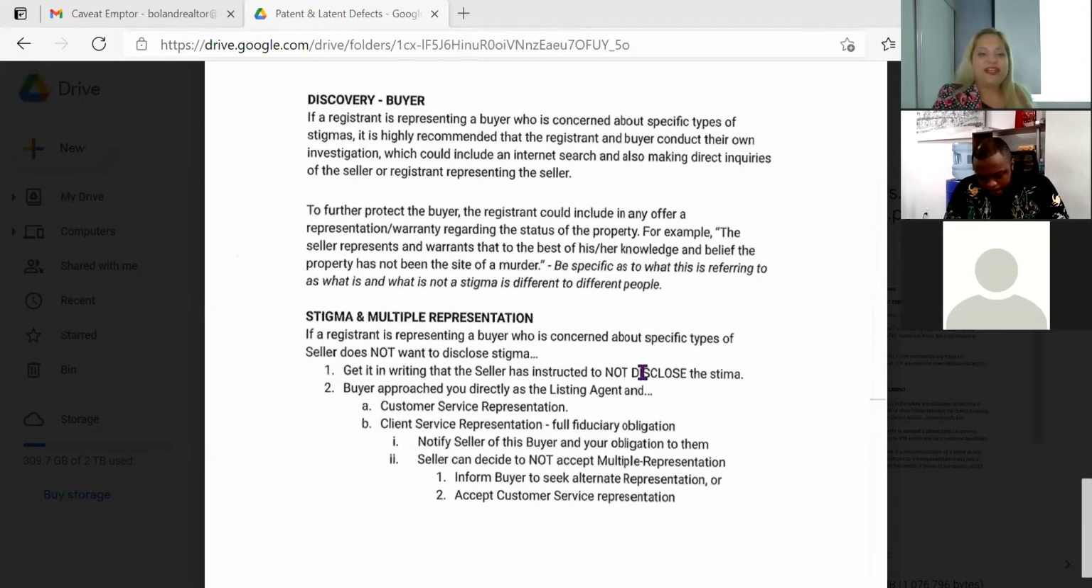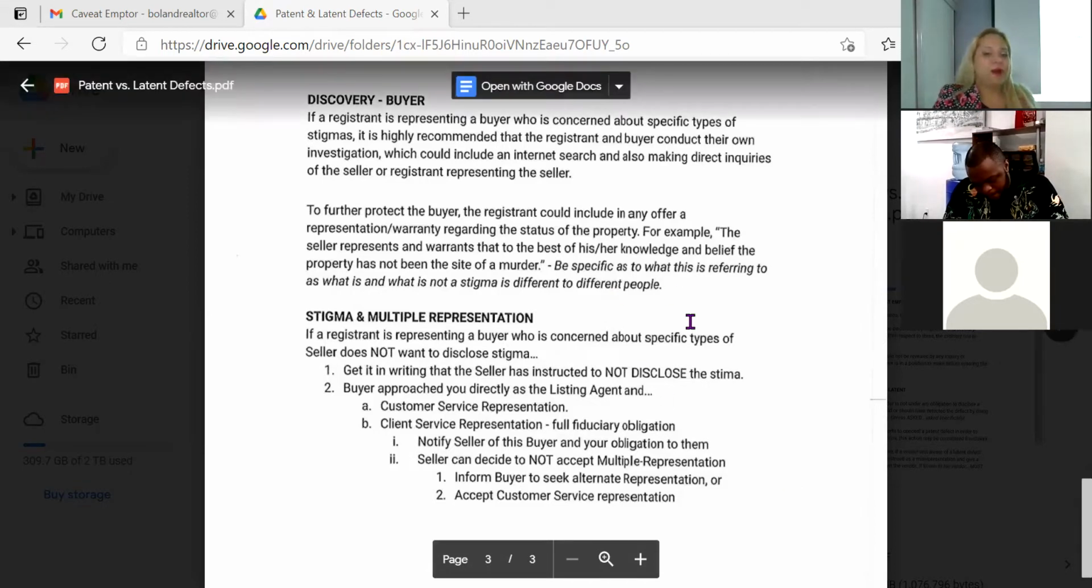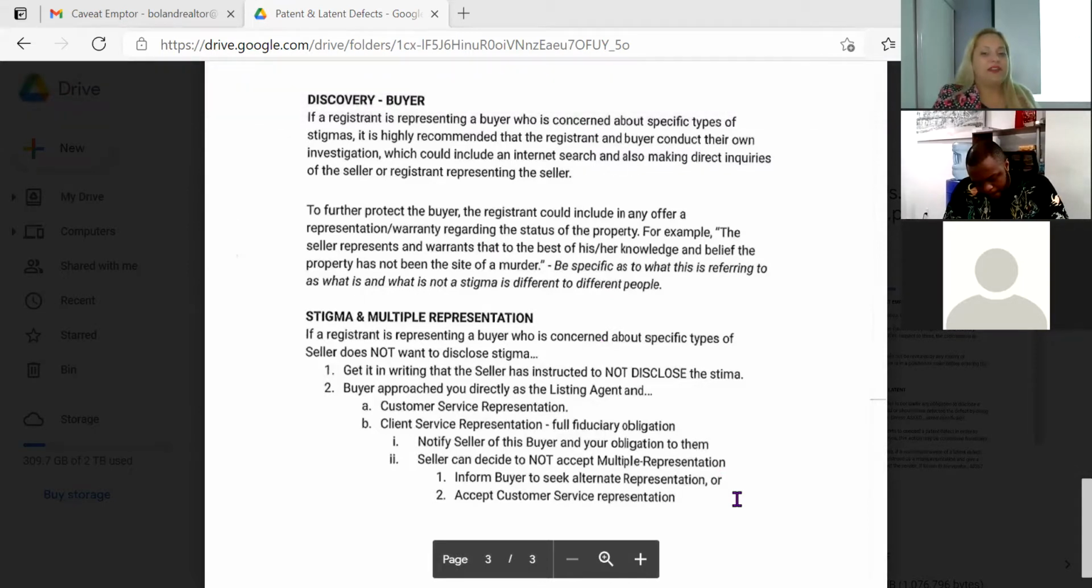So to further protect your buyer, the registrant could include in any offer a representation and warranty regarding the status of the property. For example, the seller represents and warrants that to the best of his or her knowledge and belief, the property has not been the site of a murder. Be specific as to what this is referring to, as what is and what is not a stigma is different to people. So we don't usually put murder in our clause.